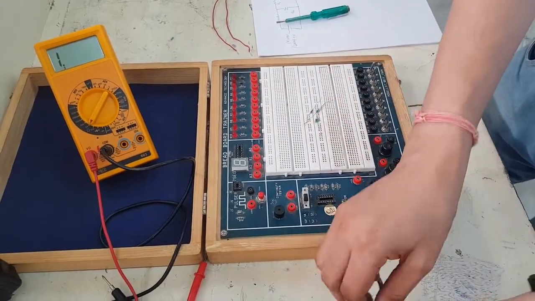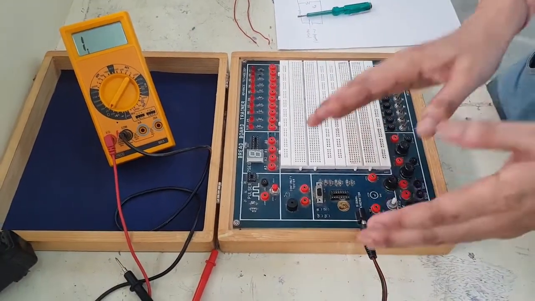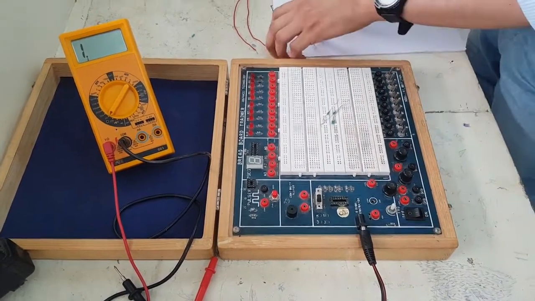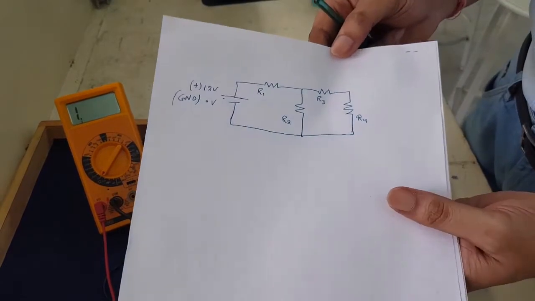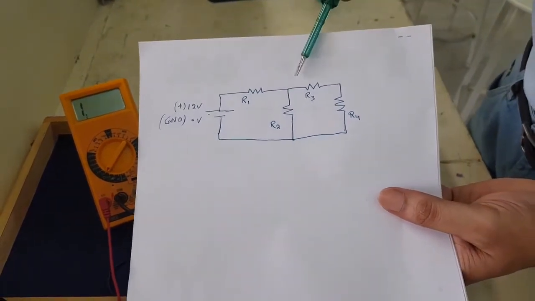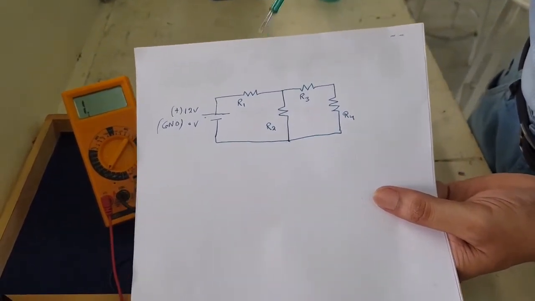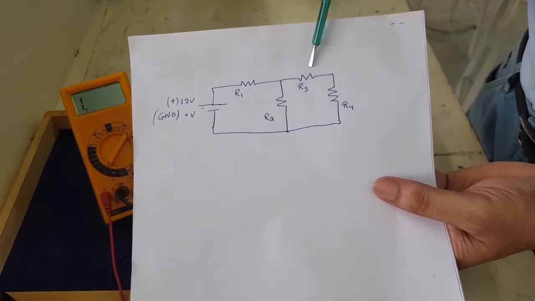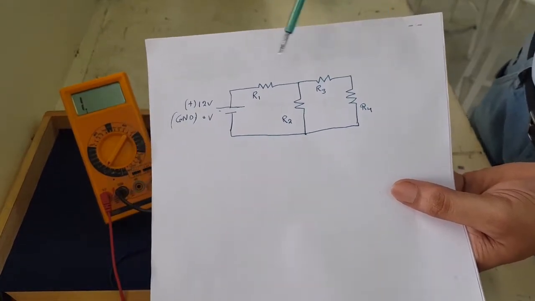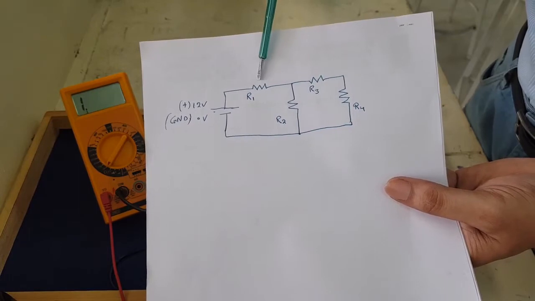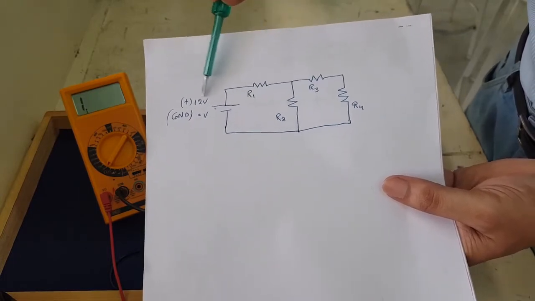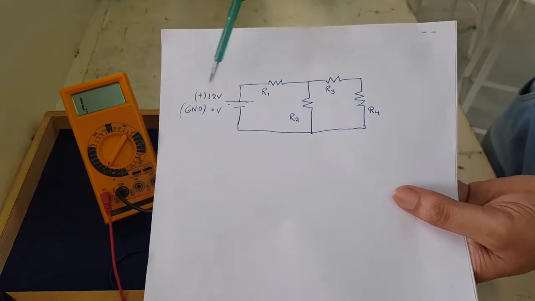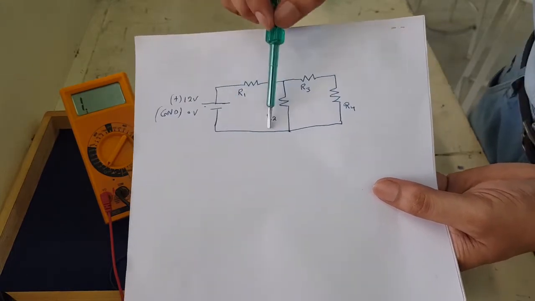Now I am going to demonstrate Kirchhoff's voltage law. First of all, what will be the circuit diagram? I am showing you the circuit diagram of Kirchhoff's voltage law. In this we have four resistances R1, R2, R3 and R4. We can see the first terminal of resistance R1 is connected to the positive terminal of our 12 volt DC supply, and the second terminal is grounding.